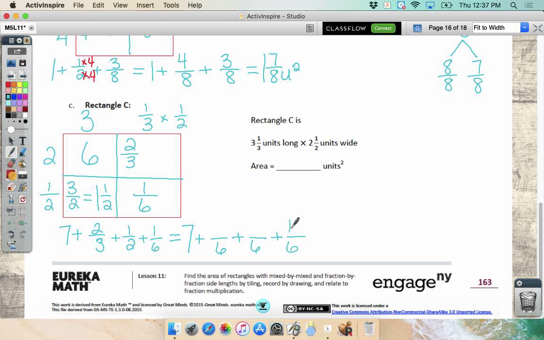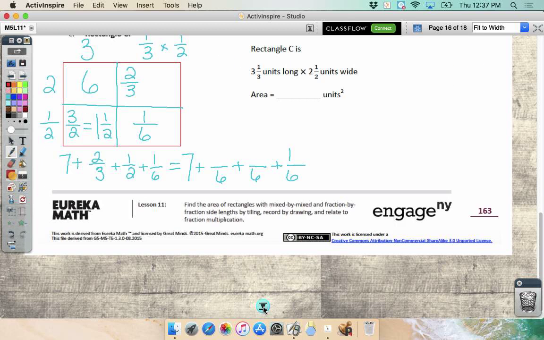And which fraction is going to stay the same? 1/6. Okay? I'm going to go down just a little bit. All right, so 3 times what equals 6? 2. So 2 times 2, 4. Okay. And 2 times what equals 6? 3. All right. So that's going to be 8/6. So it's going to be 7 plus 8/6. 8 and 2/6.